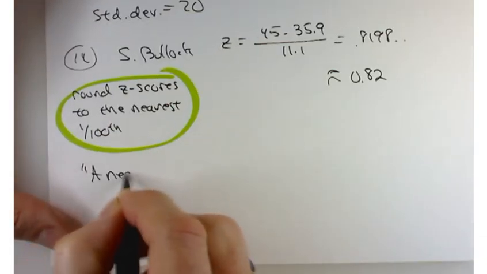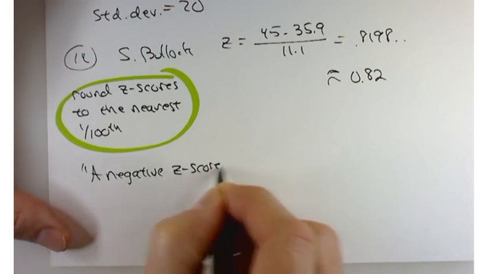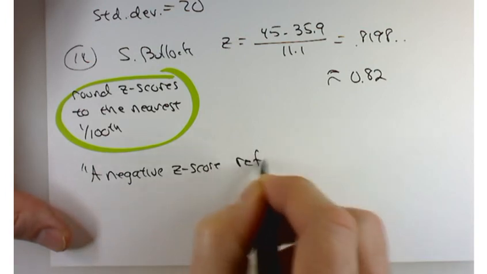A negative Z-score reflects a value below the mean.